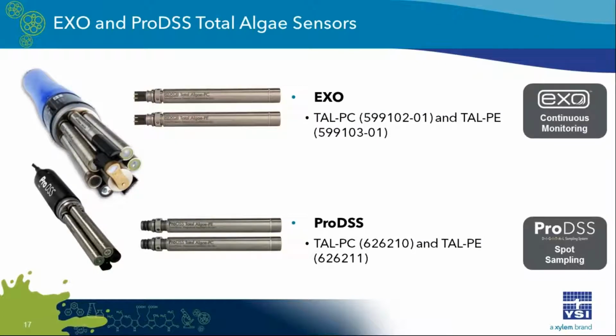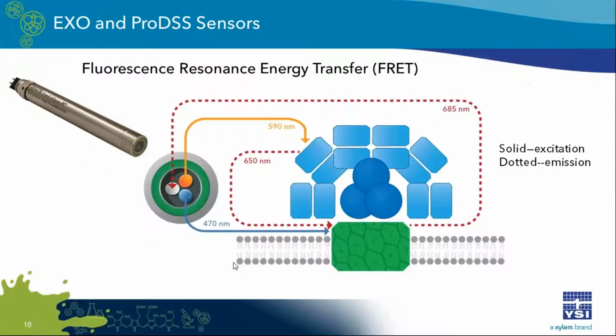Now let's contrast that with the total algae sensors, the TAL sensors. There's a TAL-PC sensor and a TAL-PE sensor for the EXO platform, and then that is also now mirrored for the ProDSS platform. This is quite a different sensor. So there's more going on here, and what goes on in the total algae sensors is we're taking advantage of something called fluorescence resonance energy transfer, or FRET. In effect, this is what happens in photosynthesis, so we're really leveraging the native cell structure.